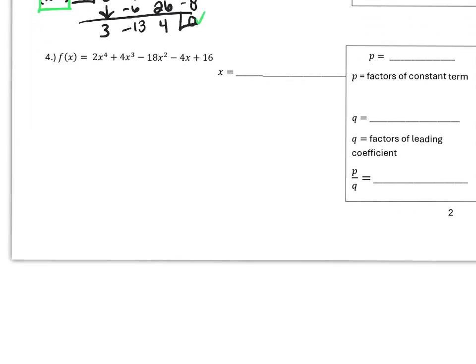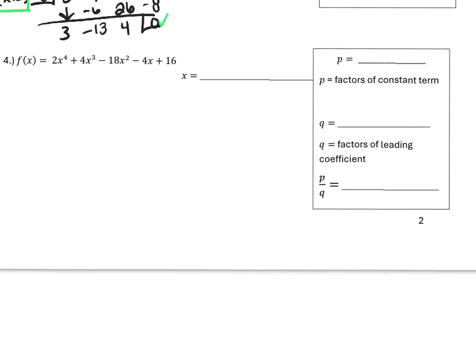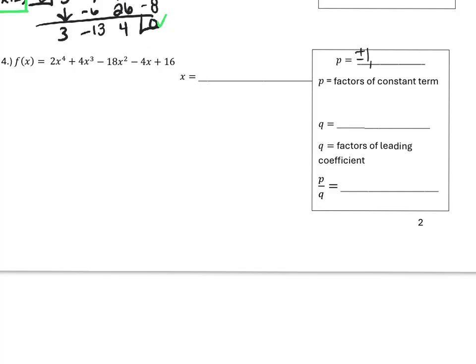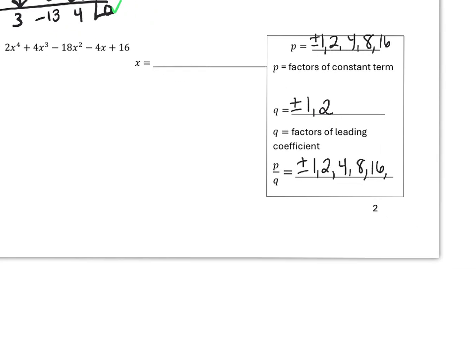All right, let's try this one. Okay, so P16 is going to be plus or minus 1, 2, 4, 8, 16. And Q is 2, so plus or minus 1 and plus or minus 2. So our possible roots are plus or minus all of the whole numbers. So everything over 1. And then everything over 2. 1 over 2. As we go through the rest, 2 over 2 is 1. We already have that. 4 over 2 is 2. 8 over 2 is 4. We already have all these. So the only extra one we have to add here is 1/2.